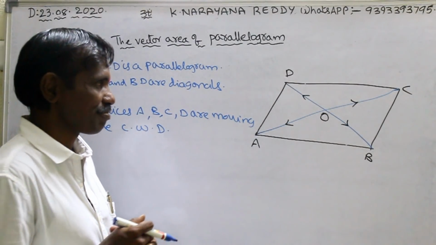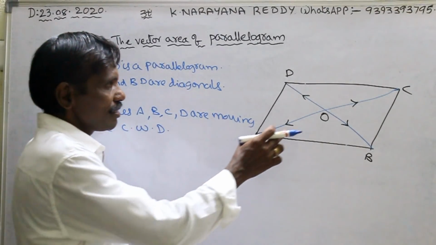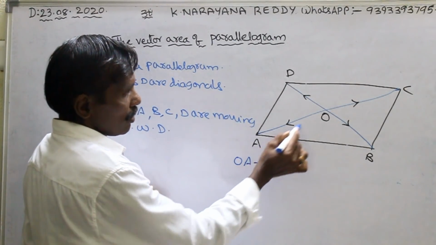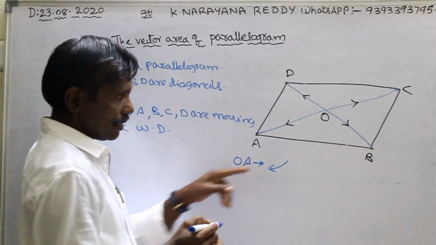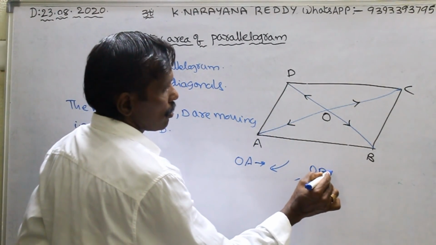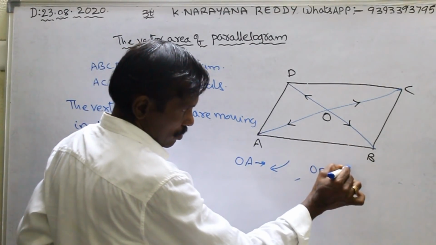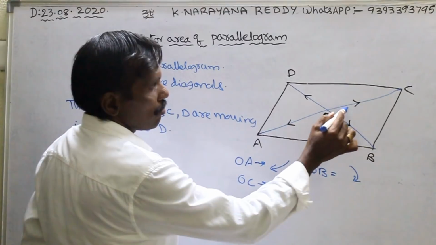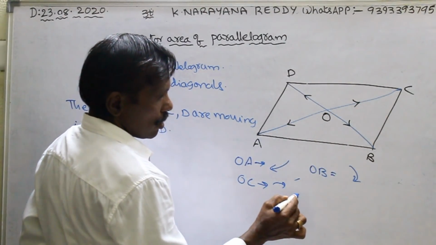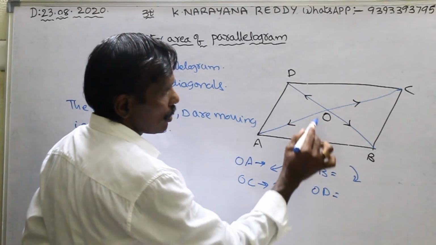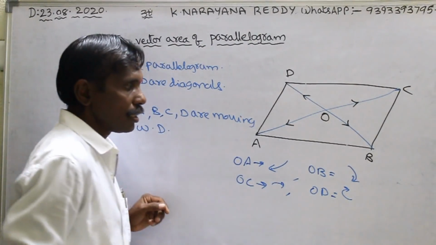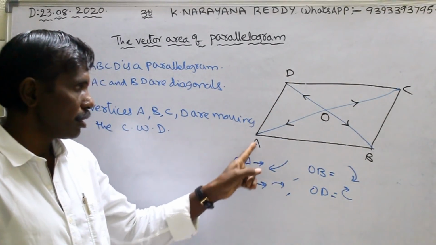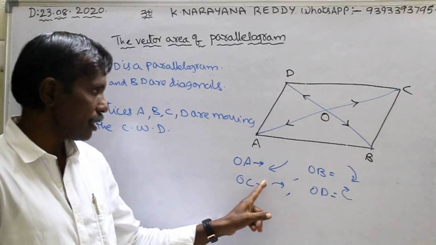Please observe carefully here. This is the clockwise direction. OA is in this direction, OB is in this direction, in the same manner OC is in this direction, and OD is in this direction. In this way, all are moving in the clockwise direction.